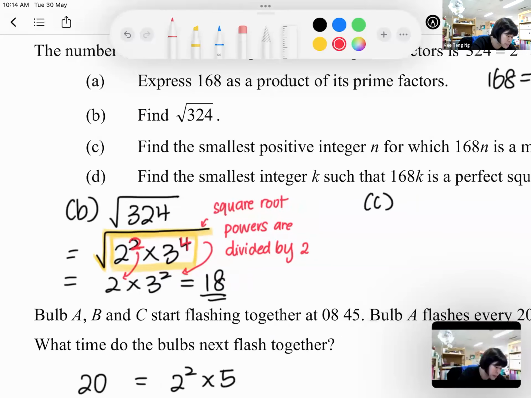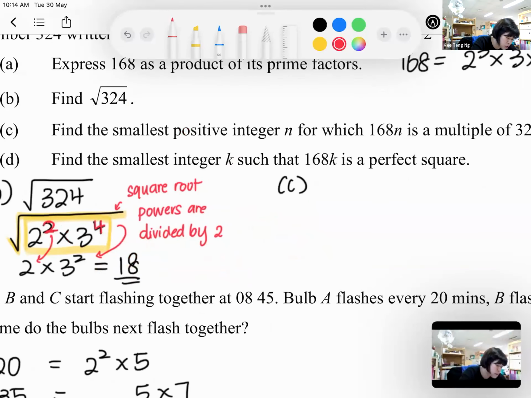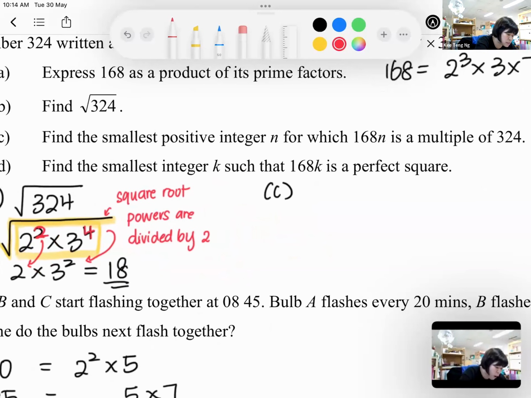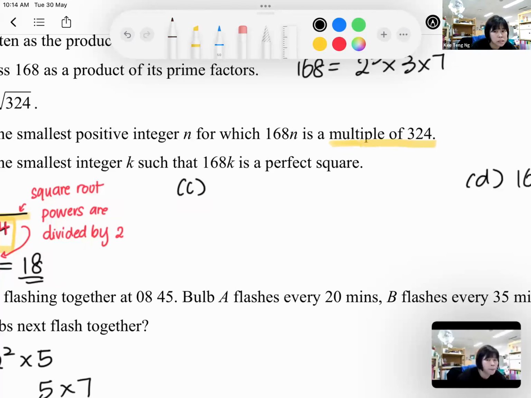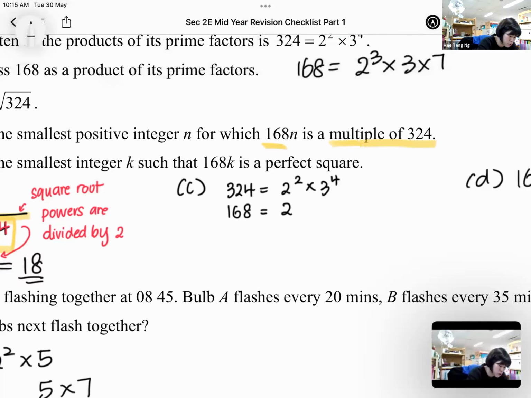Next one, part C. Find the smallest positive integer n for which 168n is a multiple of 324. So if I want it to be a multiple of 324, there are two different methods that you can do to work out this answer. I'll show you the first method first. Since I got the number 324 is 2 squared times 3 to the power 4, and I'm also looking at the number 168, 168 is 2 cubed times 3 times 7.